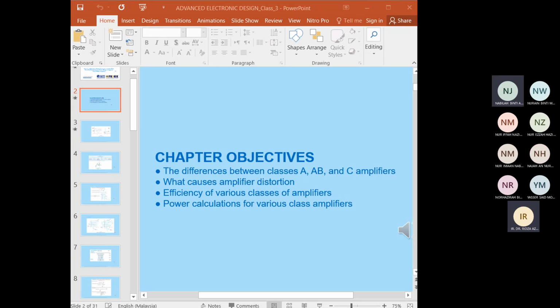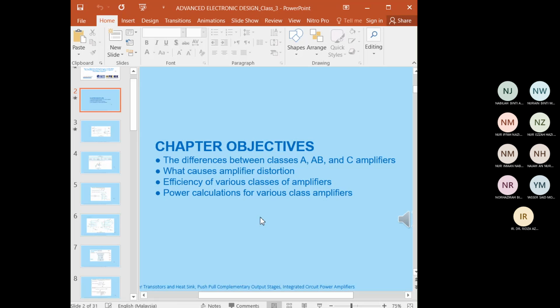Okay, so just a quick revision for yesterday's lesson. Yesterday we looked at the different types of amplifier. The classes involved are class A, class AB, and class C amplifier. In that lesson you were also introduced to amplifier distortion, the efficiency of the various classes involved, and power calculation of the class amplifiers.